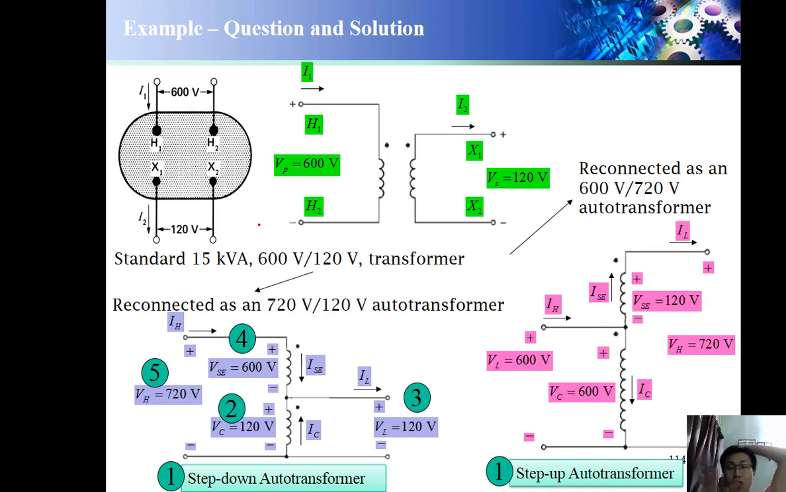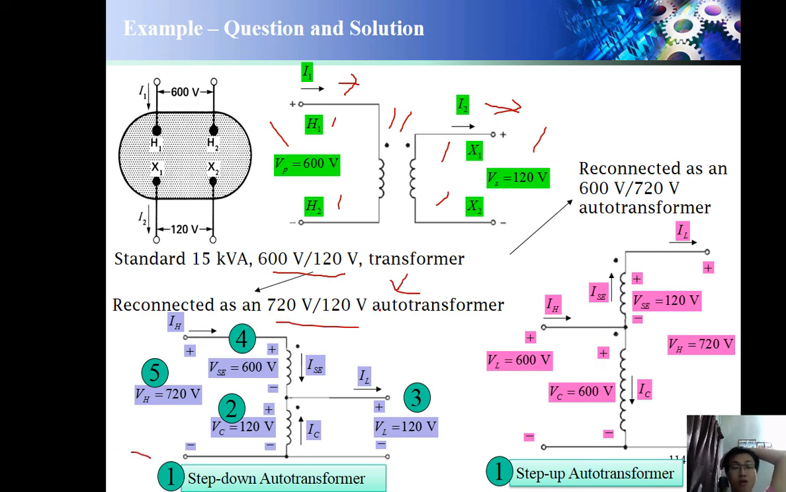So this is a sample question. For example, the dotted side is H1, H2, X1, X2, with a dot, because I1 flows in and I2 flows out, then VP, VS, 600 volt. Okay, how can we reconnect these into an auto transformer? For example, this is a step down transformer. We need 720 to 120.